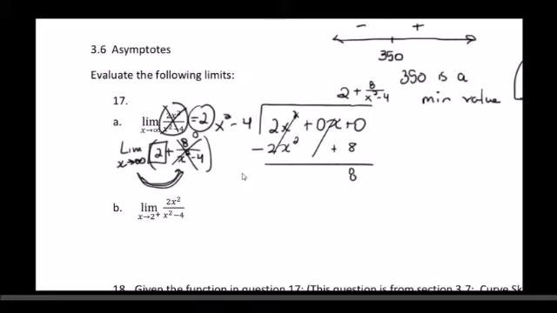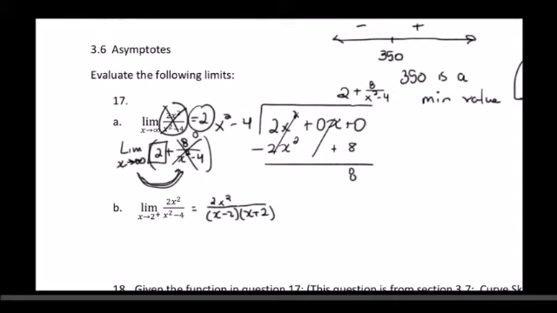Now for part B, x approaches 2 from the right. Now 2 is a special number in this function because it represents a vertical asymptote. If we were to rewrite this denominator, particularly when we factor, we get x minus 2, x plus 2. So if we're considering 2 right here, that means we're approaching a vertical asymptote, and we're approaching the vertical asymptote from the right.